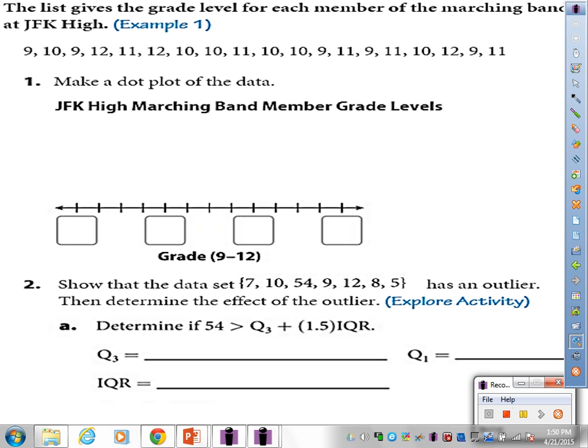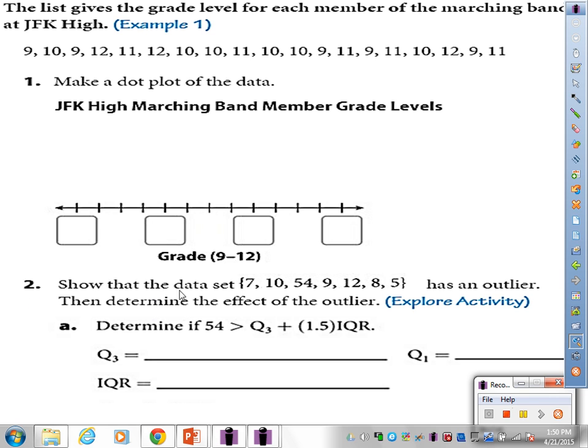Now this is two separate problems. Look at problem number 1. It says, the list gives the grade level for each member of the marching band of JFK High. And it gives you 9, 10, 9, 12, and a set of data. So for number 1, you just need to give me a dot plot. That's simple. The second one is not a part number 2, this is a second problem.